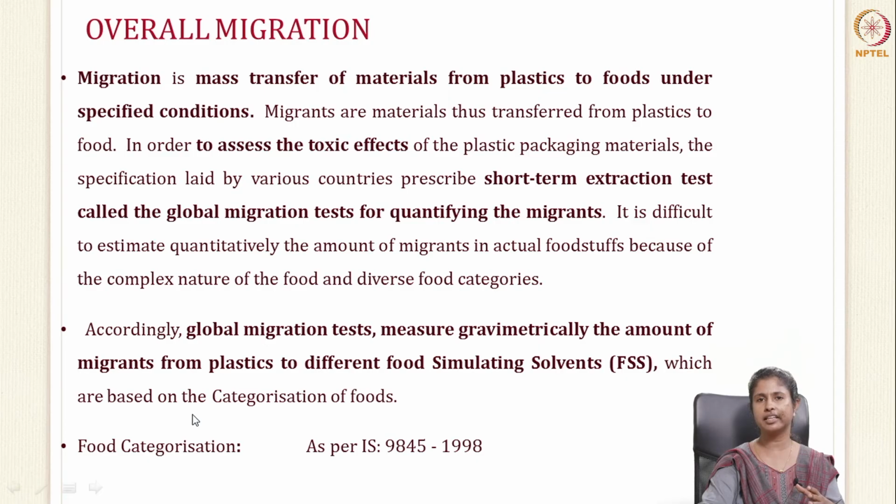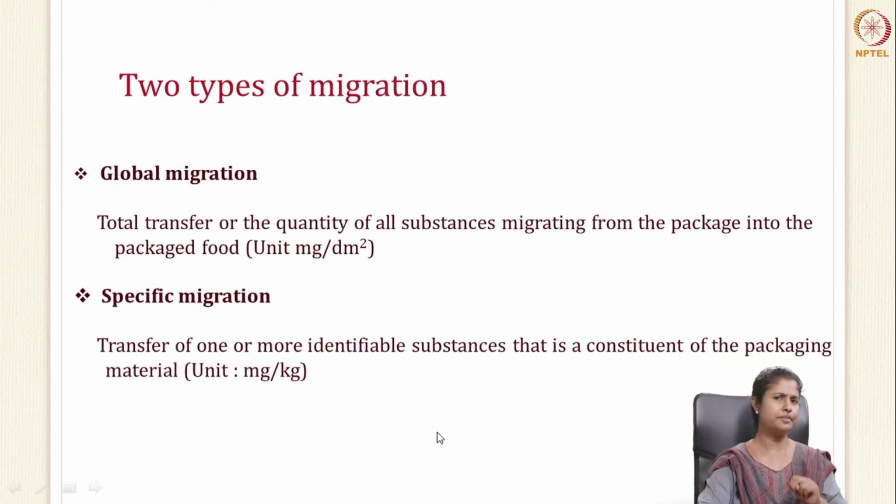And this is based on the categorization of food, which is mentioned as per IS 9845:1998. There are two types of migration. One is called global migration and one is specific migration. In global migration, it actually measures the total transfer of the quantity of substances migrating from the package into the packaged food. It's the total. All the components that are migrating from the package to the food are measured in global migration.